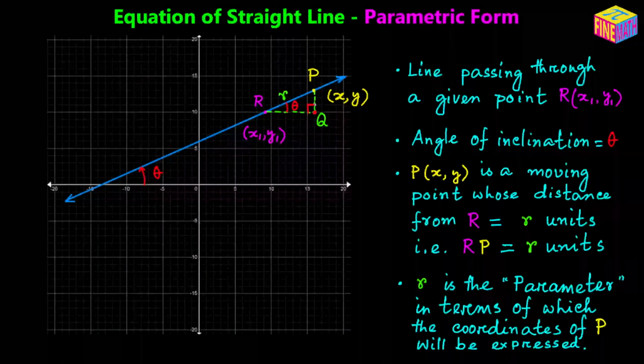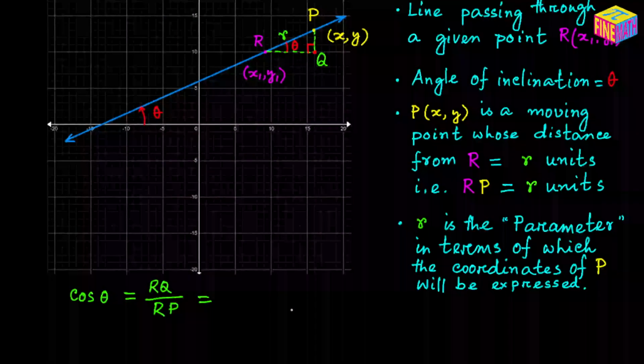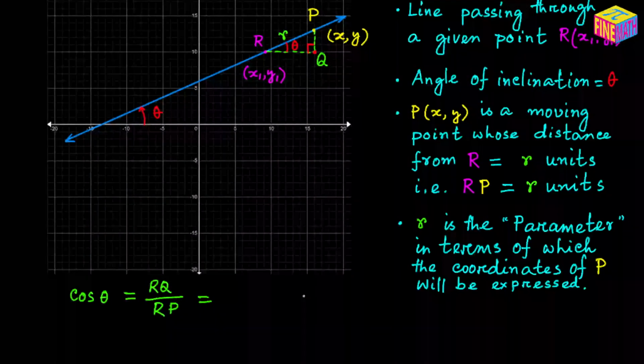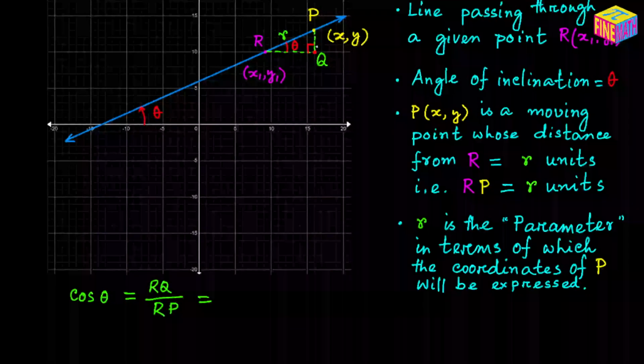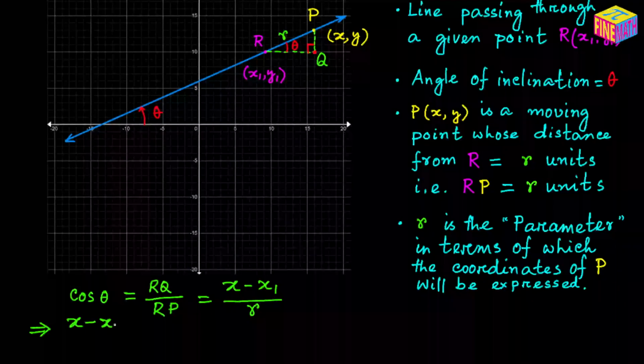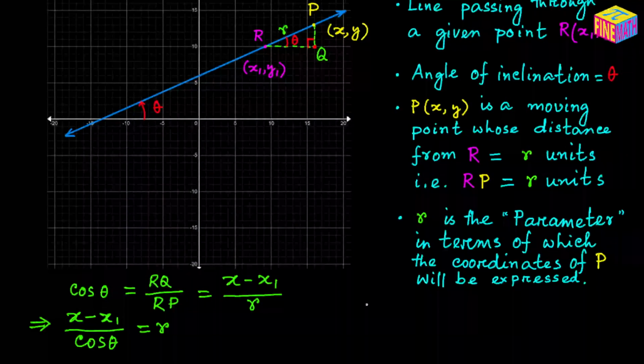Now for this right triangle, can we find out what would be cosine theta and sine theta? Well, cosine theta would be RQ over RP. Now, what is RQ? Well, RQ would be the difference of x and x sub 1, because x is the x coordinate of P and x sub 1 is the x coordinate of R. So RQ would obviously be x minus x sub 1. So let me write it here. And what is RP? Well, we have assumed that the RP distance is r units, so I'm simply writing the lowercase r there. And from here, can we say that x minus x sub 1 over cosine of theta is equal to lowercase r?